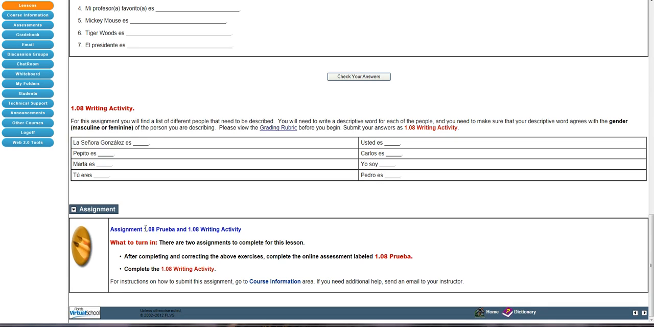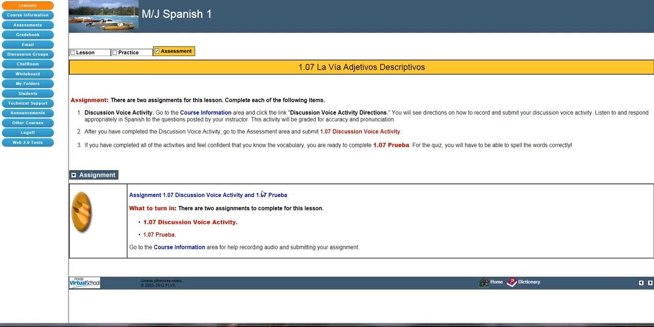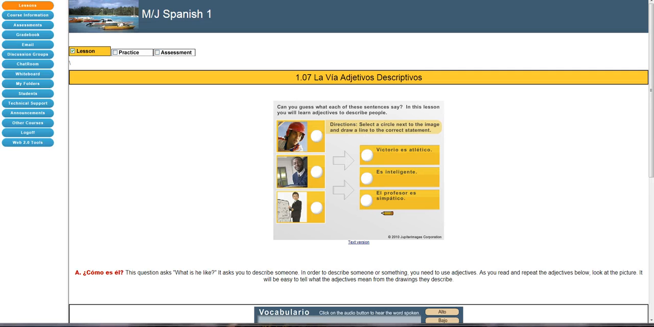Okay, so those are your two assignments for 1.08. You've got a quiz and you've got the writing activity. Again, if you're not sure what to put in the blank, what do you do? You back up and you go to the lesson. And you may have to go to a previous lesson. You may have to go to 1.07 in order to find the answer to what your question is. All right, thank you very much.